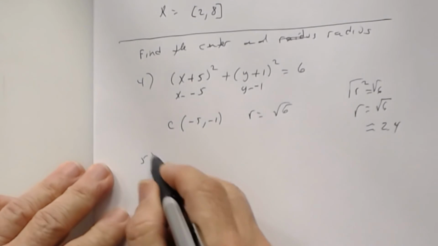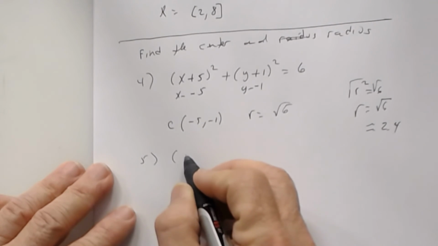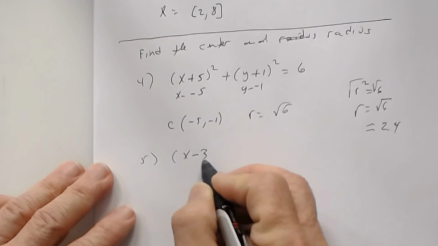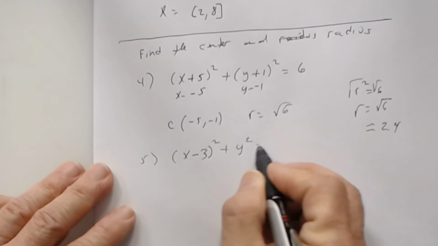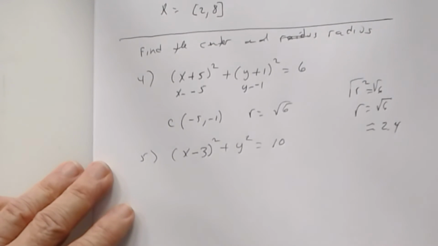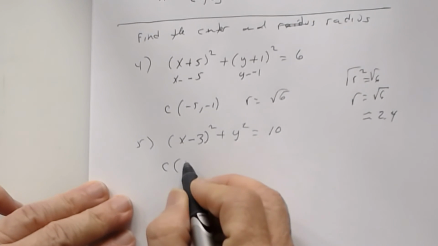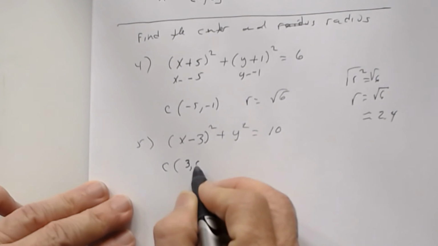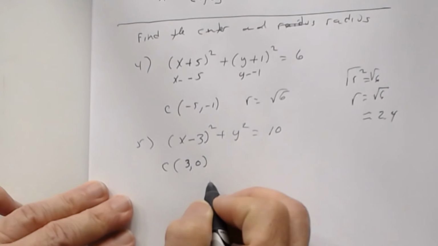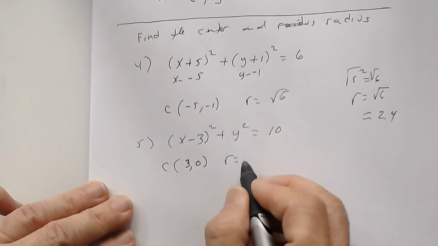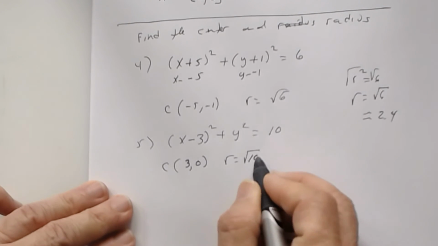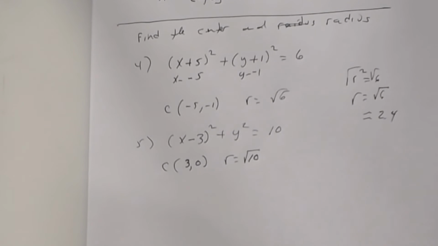Number 5, real quick: (x minus 3) squared plus y squared equals 10. What's the center? 3, 0, right? 3, 0. The radius is going to be the square root of what? 10. Square root of 10. 10 is not a perfect square. The radius is going to be this irrational number.